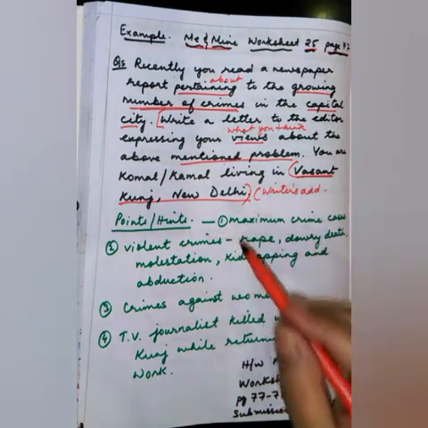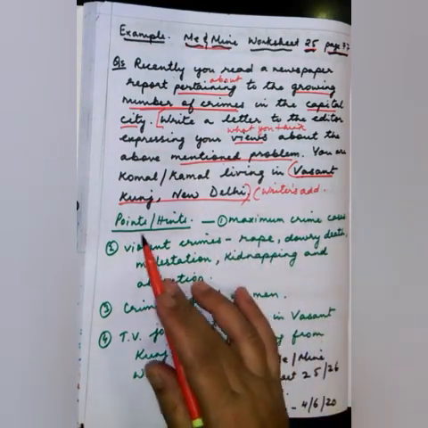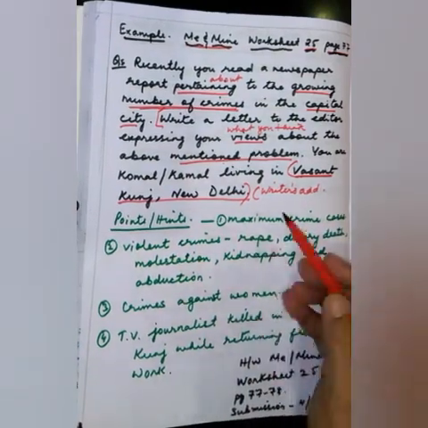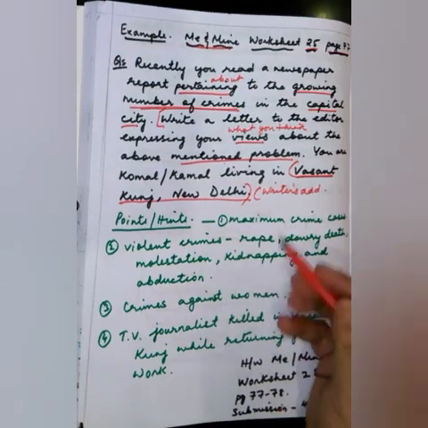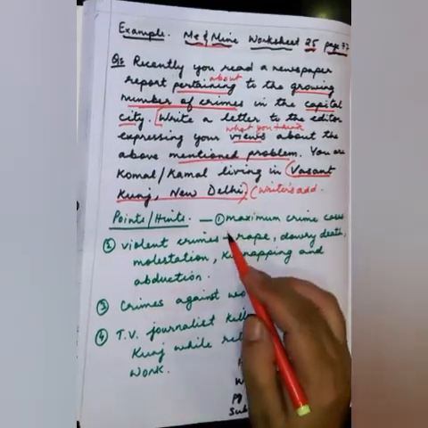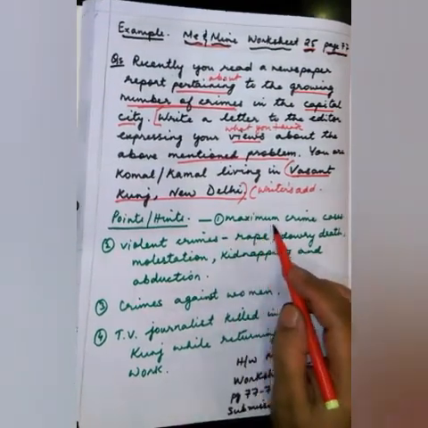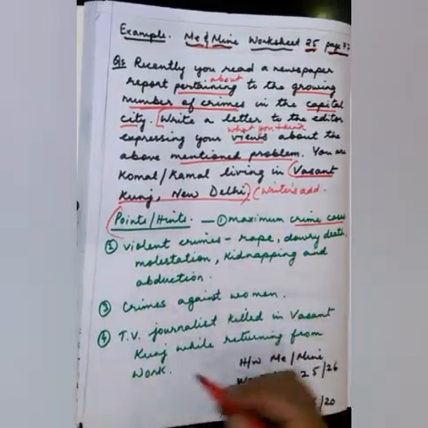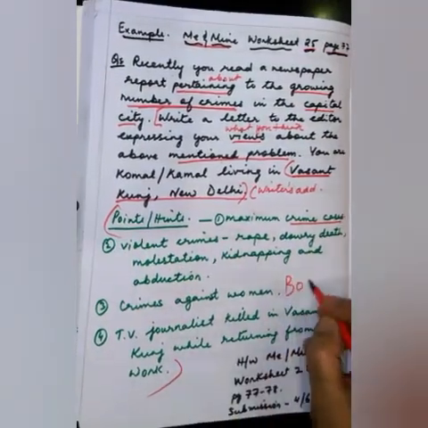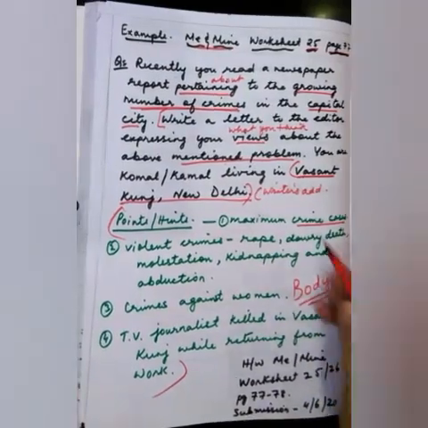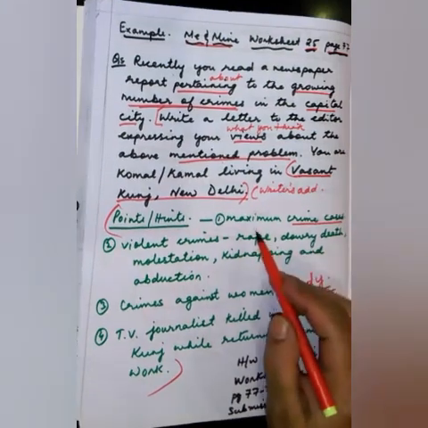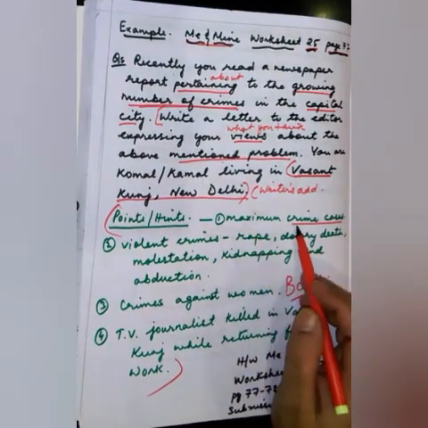Okay, so now in the book they have given you some points or hints. Hints in the sense that you can write about these things. Number one hint given there is maximum crime cases. So you can talk about this. Now, where will this come? In your body. This is your content. So, you can write in your letter about maximum crime cases.